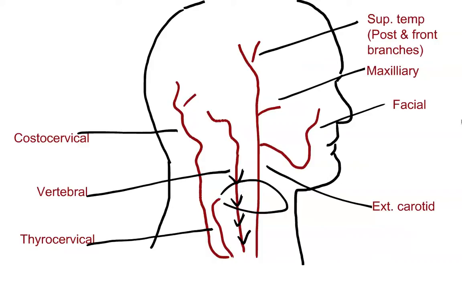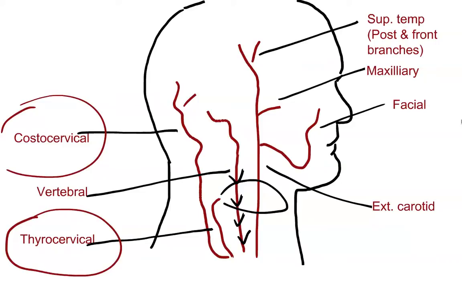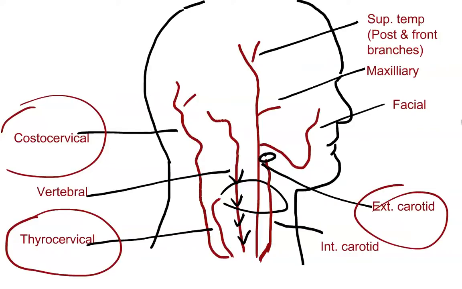Now, for simplicity, I've represented the thyrocervical and the costocervical as single arteries, but they're actually trunks of multiple arteries that anastomose. Where the external carotid artery is concerned, it's divided about here, with the internal one going up into the carotid canal, into the cranium itself, and the cavernous sinus. The cranial nerves are all very closely related to the external carotid artery.